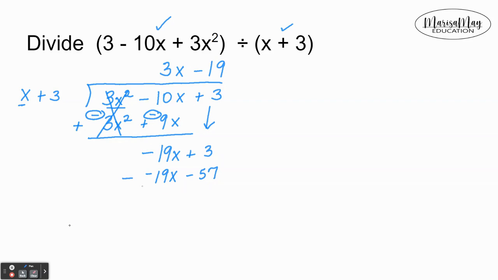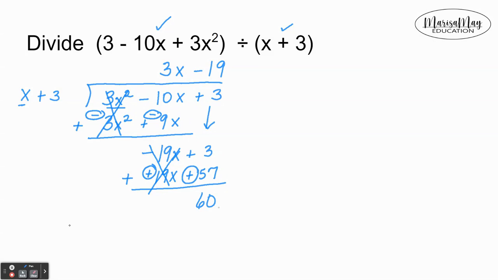And now we subtract. But remember in algebra, it's easier to add if we change the signs. Notice I'm changing both of the signs here. I just circle them to help me notice that, hey, yes, I did change them. So negative 19x plus 19x goes away. 3 plus 57 is 60.